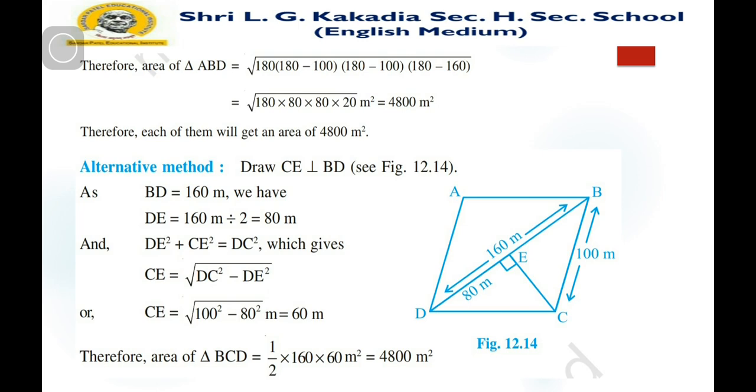Therefore, the area of triangle BDC, half into base into height, is one half into 160 into 60, which is equal to 4800 meter square. So in this way we can also find it.